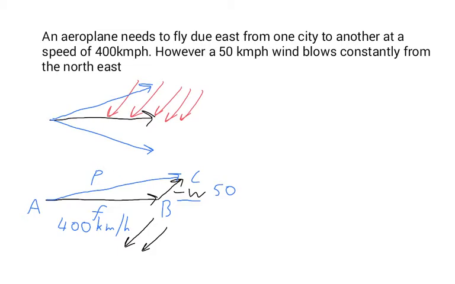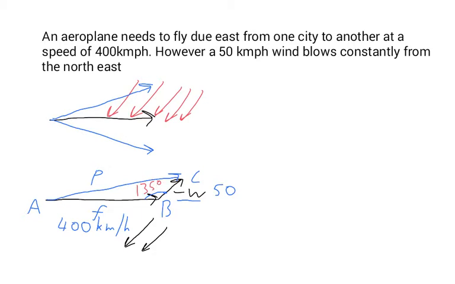Before we go, we need to know what this angle is here. That angle, angle B, is 90 degrees plus the 45 degrees of the northeasterly wind. It's halfway between north and east. 90 degrees is north and east, so northeast is 45. So that angle there is going to be 135 degrees.